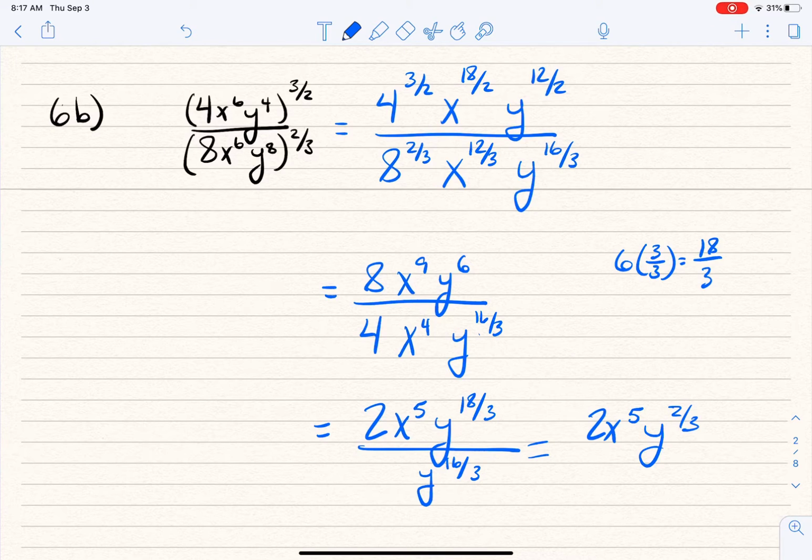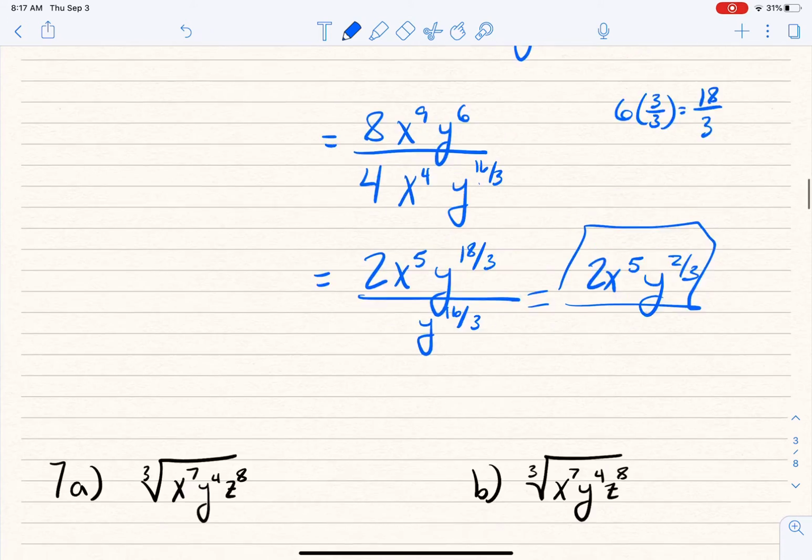And that looks a whole lot nicer. That came out real simple and clean. Okay, 2x to the 5th, y to the 2/3. All right, moving on. Let's keep going.